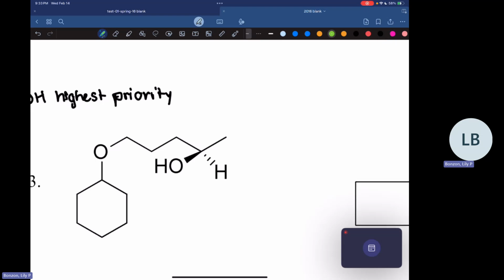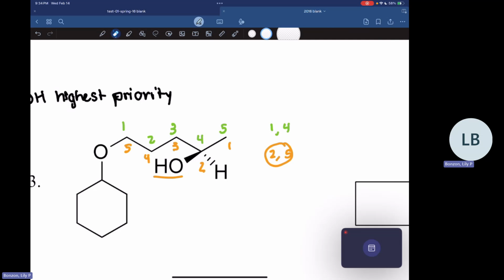So even though if we numbered left to right, we would get lower number substituents, we'd get 1 and 4 versus if we went right to left, we would get 2 and 5, we're still going to go with the orange because we're actually not considering the alcohol as a substituent. It is the parent chain. So don't get confused about that when you're looking at the parent chain.